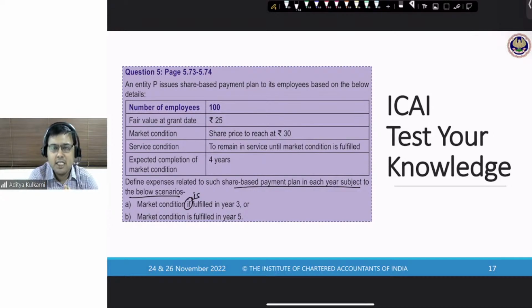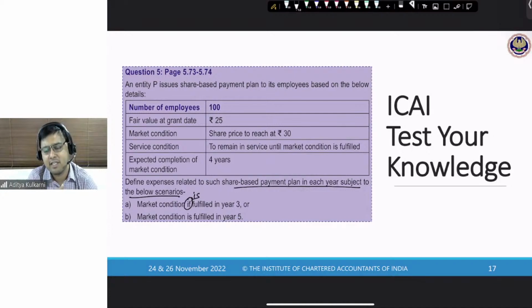Okay. Now, in the future, if the market condition of 30 rupees share price is met beyond year 4, हम उसको ignore करेंगे, because on the grant date I thought it will be met in 4 years. Basis that I have determined the fair value on the grant date. So therefore, if the market price touches 30 in year 5, 6, kabhi bhi, I will still record my EBE over a 4-year period. Sir, 2 साल में touch हो गया, 3 साल में touch हो गया.